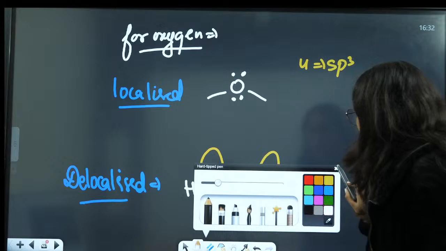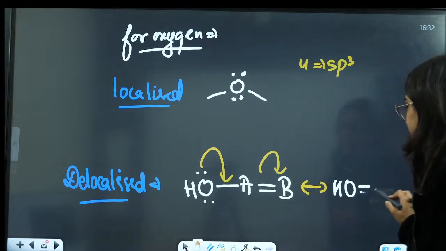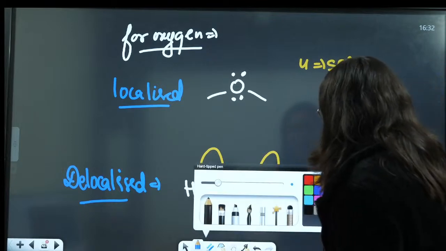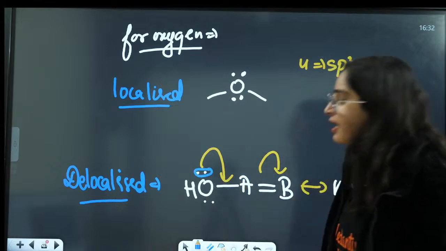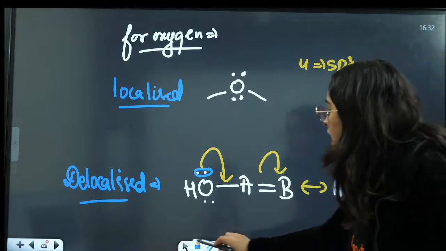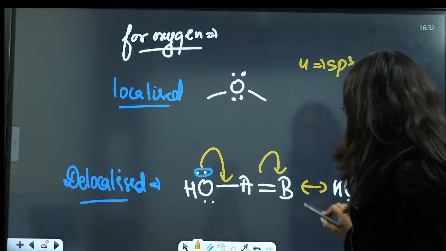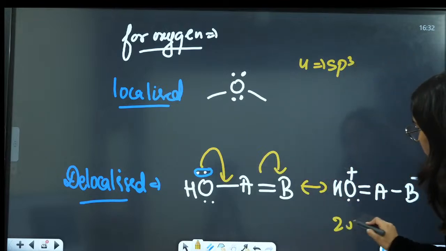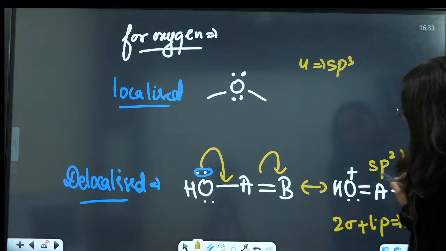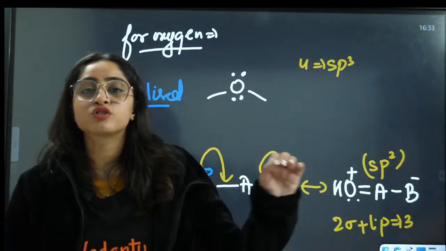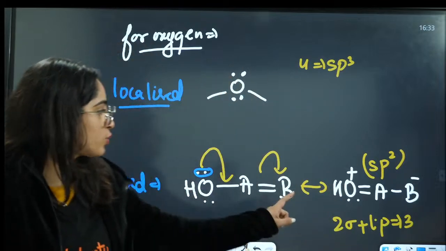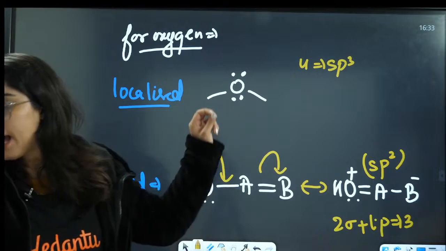Right? And whenever the lone pair is involved in the resonance, then we do not include that lone pair. And here, we will not include this lone pair in the hybridization because this lone pair is involved in the resonating structure, in the delocalization. And that is why here we will have 2 sigma bonds plus 1 lone pair. That means 3, which means this is sp2 hybridized. So whenever the lone pair of oxygen is involved in the resonance, then only it has sp2 hybridization. Otherwise, it has sp3 hybridization.